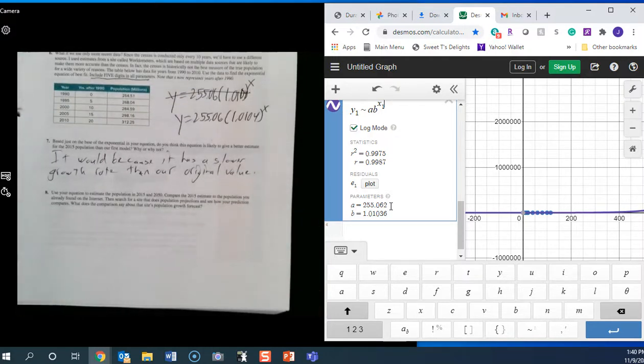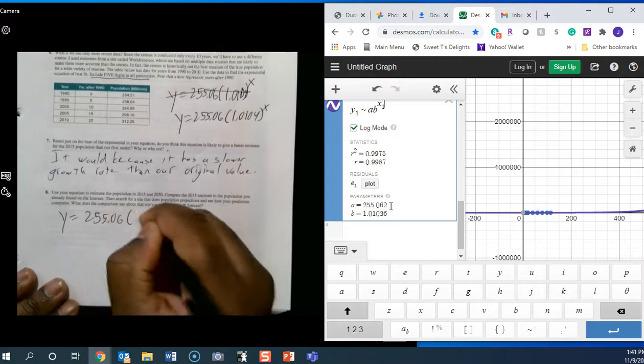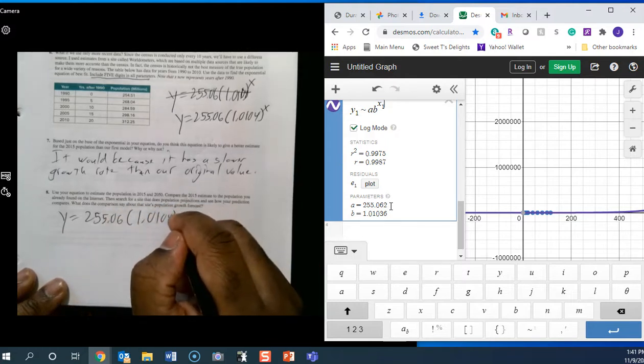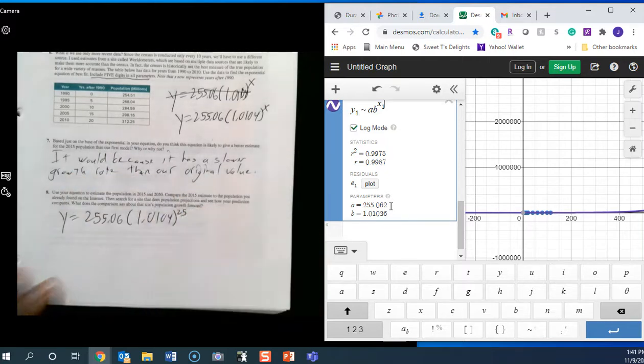Okay, number 8. Use your equation to estimate the population in 2015 and 2050. Compare the 2015 estimate to the population you already found on the internet. Then search for a site that does population projections and see how your prediction compares. We don't have to do that. We're just going to do the actual just for the 2015. So we have y is equal to 255.06 times 1.0104 to the, now we'll go to 2015. So this is since 1990. So it'll be to the 25th power.